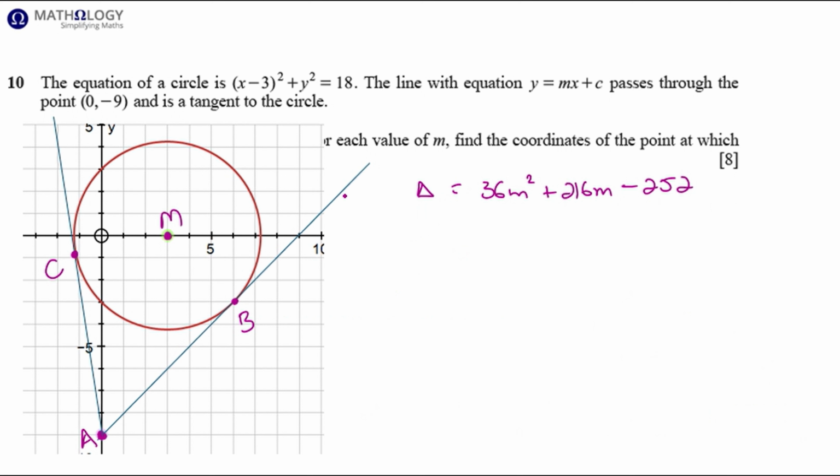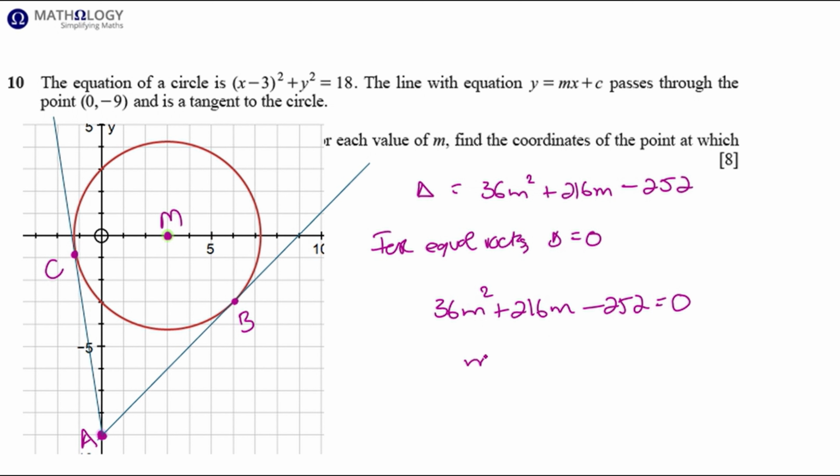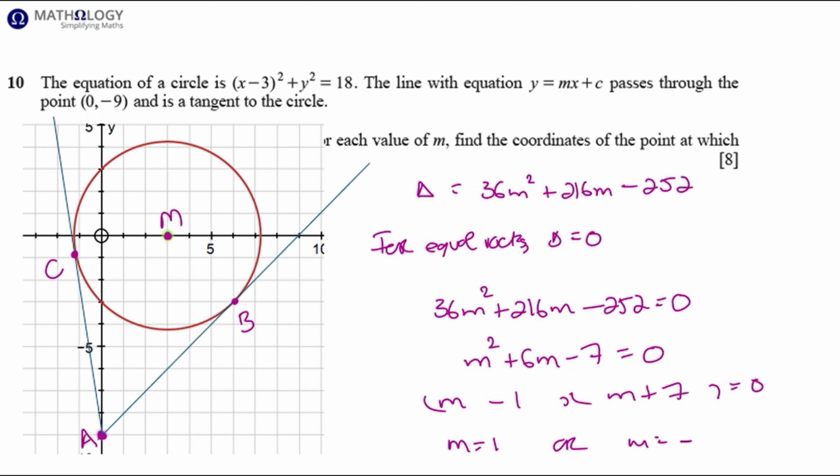Now, because the straight line is a tangent to the circle, there's only one point of intersection. So, in other words, delta equals 0. So 36m squared plus 216m minus 252 equals 0. We can divide through by 36. So m squared plus 6m minus 7 equals 0. M minus 1, m plus 7, so m equals 1 or m equals minus 7.